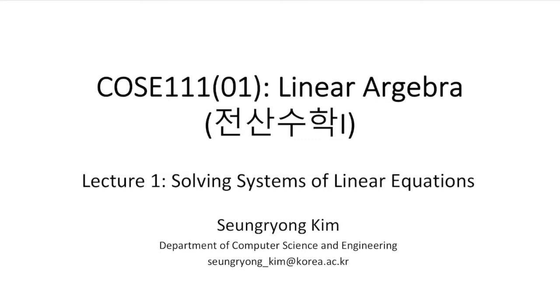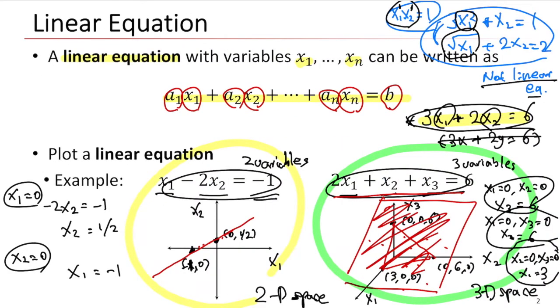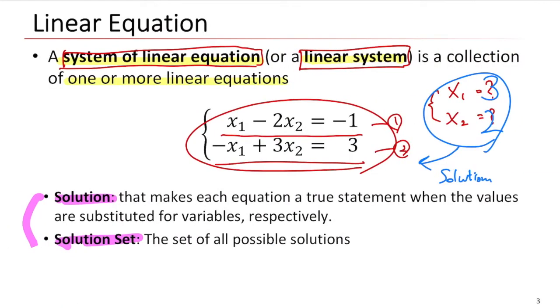Okay, let's start. Let's summarize what we have learned so far. First of all, we have learned what a linear equation is. A linear equation with the variables x1 through xn can be written as follows. We also learned about a system of linear equations, also called a linear system. These are examples of linear systems.